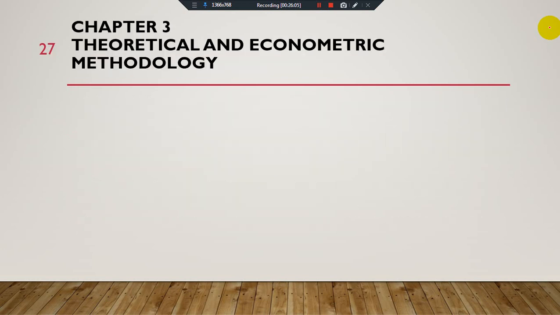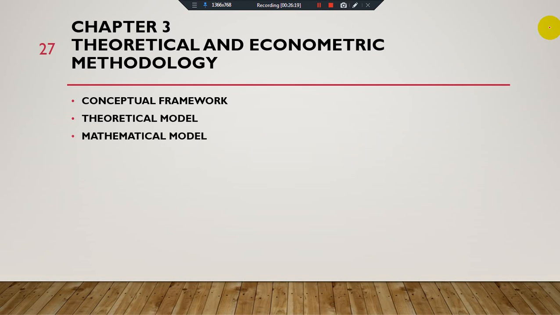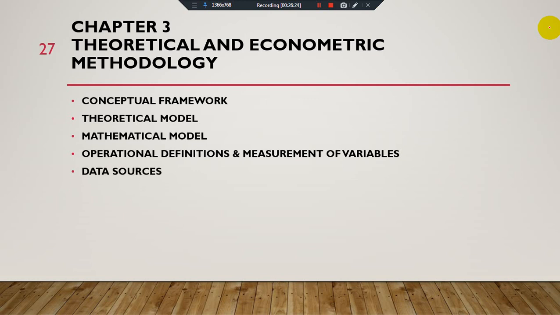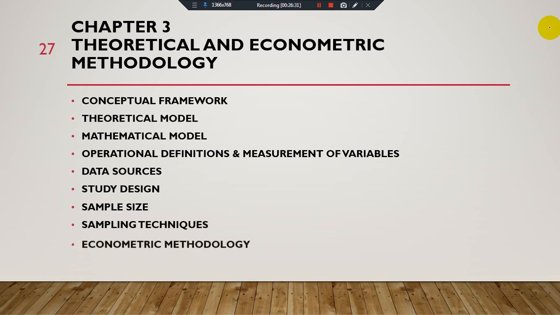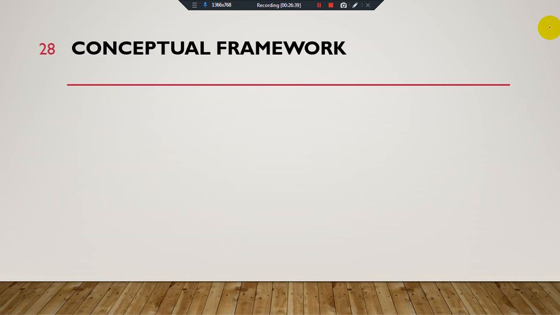Okay, then we have chapter 3. Chapter 3 is theoretical and econometric methodology, and this chapter comprises the conceptual framework, theoretical model, mathematical model, operational definition and measurement of variables, data source, study design, sample size, sampling techniques, and econometric methodologies. Okay, let's start the detailed discussion about the conceptual framework.